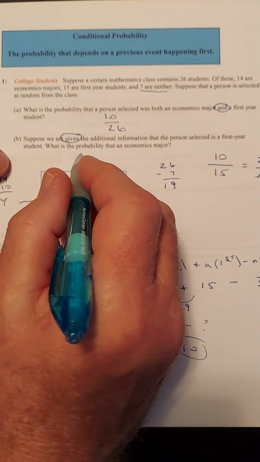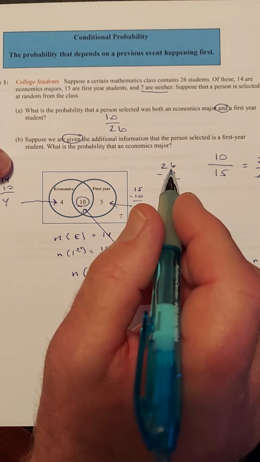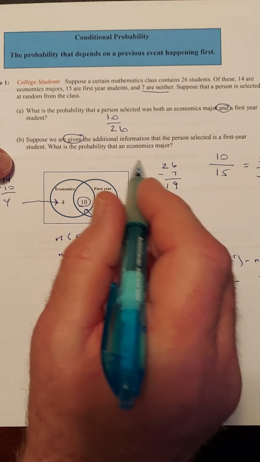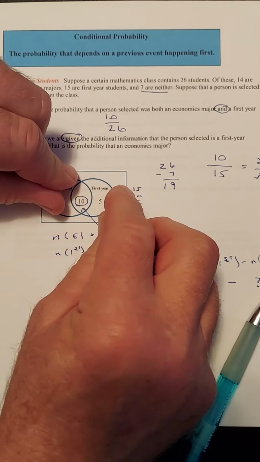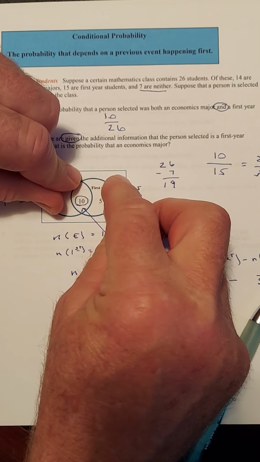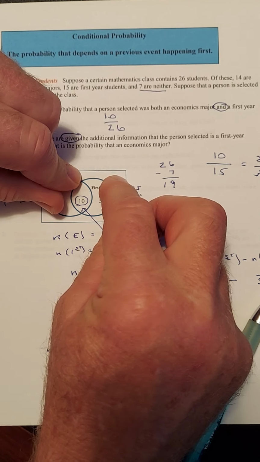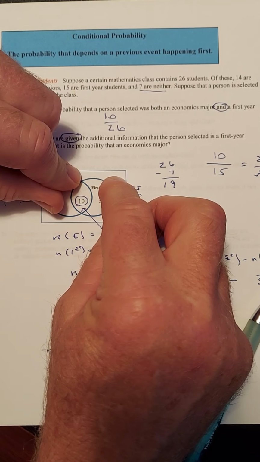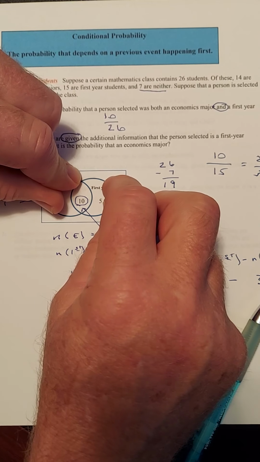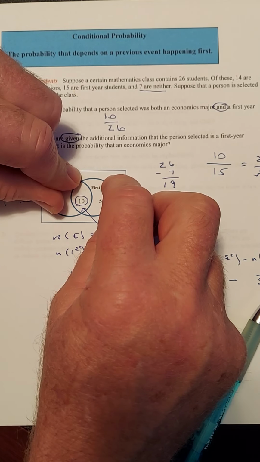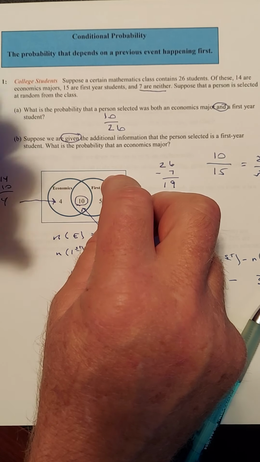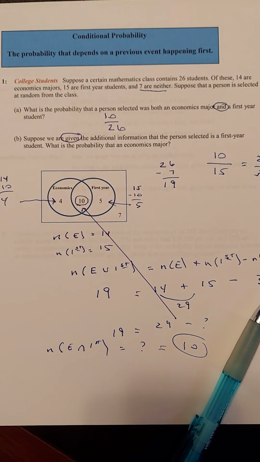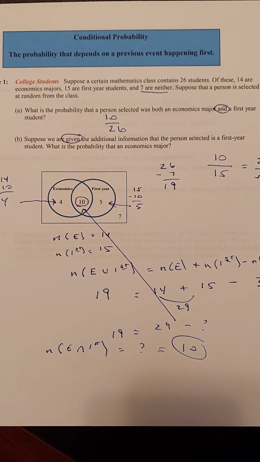So once you're given something, that's going to reduce the number that you're actually looking at. So once we were given a first-year student, that cancels out all the other numbers. We're not looking at anything else. This becomes our new sample space, if you want to think of it that way. And then out of those 15, how many of them are econ students? The 10. That's the circle overlap. Okay, so now you're getting a better idea of everyday problems with conditional probability.